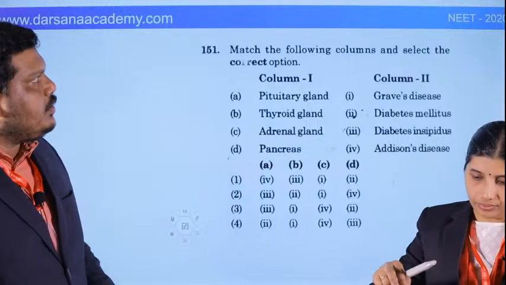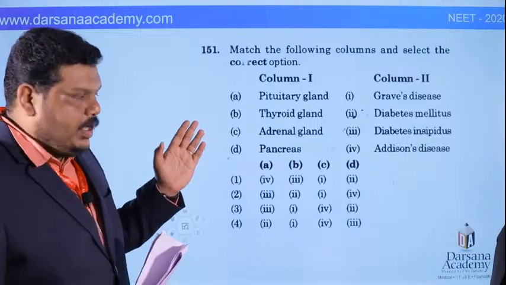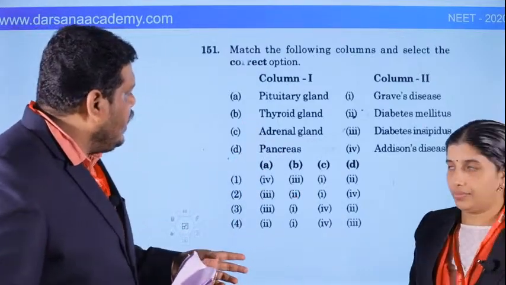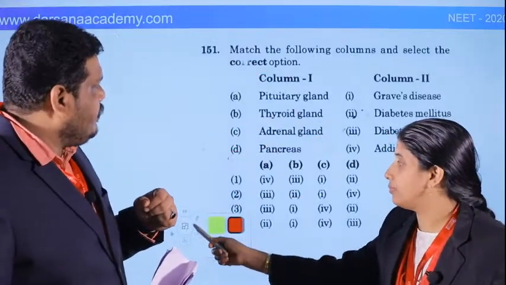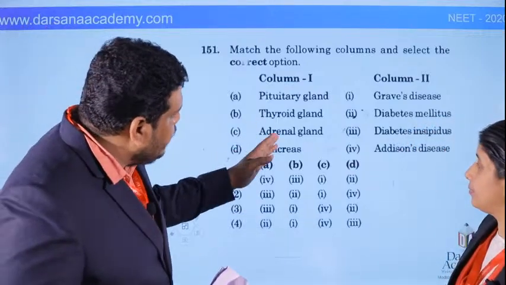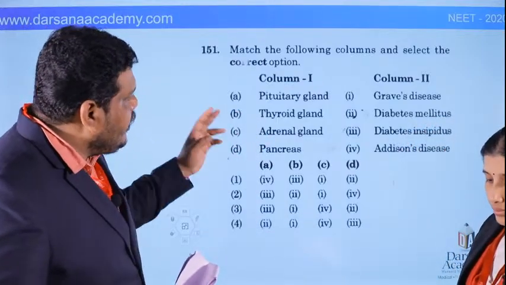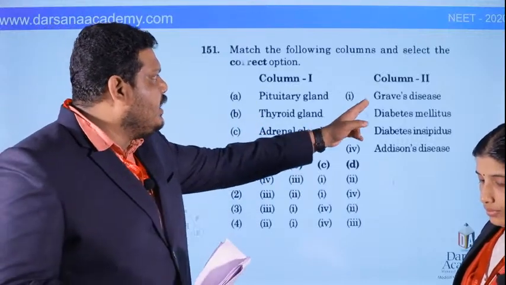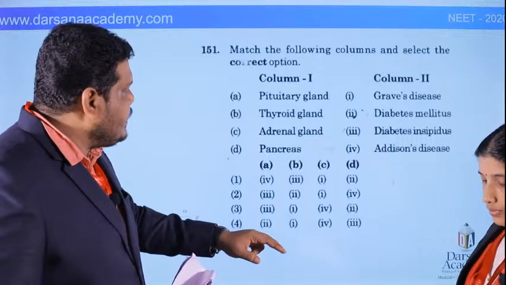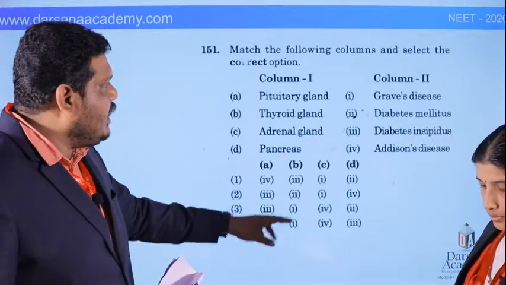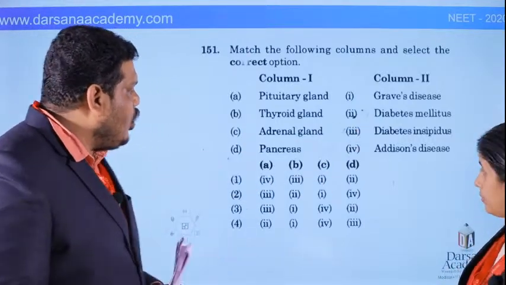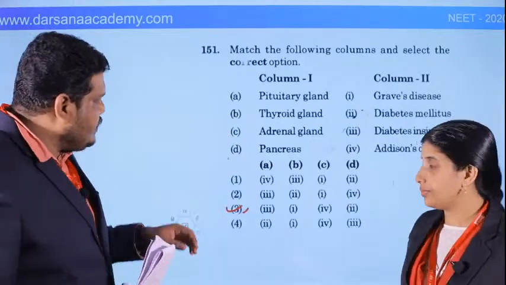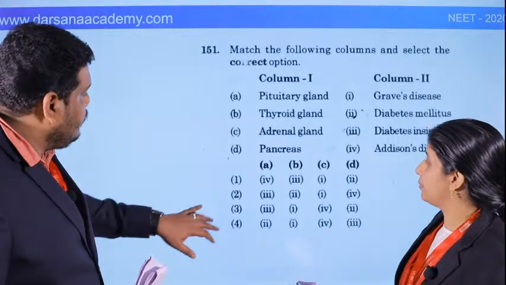This is a match the following question from the chapter hormonal control and regulation. The pituitary gland, which is considered with option 3, okay. So pituitary gland, thyroid gland, adrenal gland, and pancreas. The pituitary gland is concerned with diabetes insipidus, while the thyroid gland is concerned with Graves' disease. The adrenal gland is concerned with Addison's disease, and the pancreas with diabetes mellitus. So option number 3 is the answer. Okay, so move on to the next question.